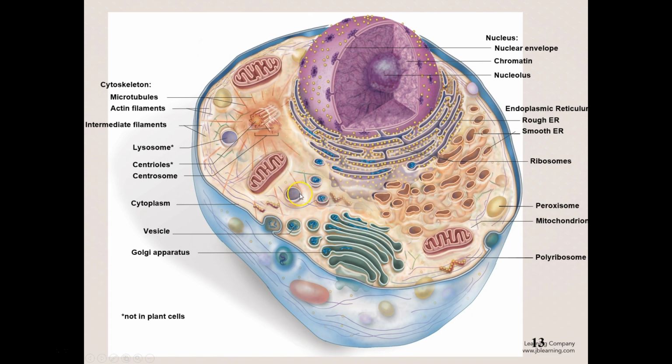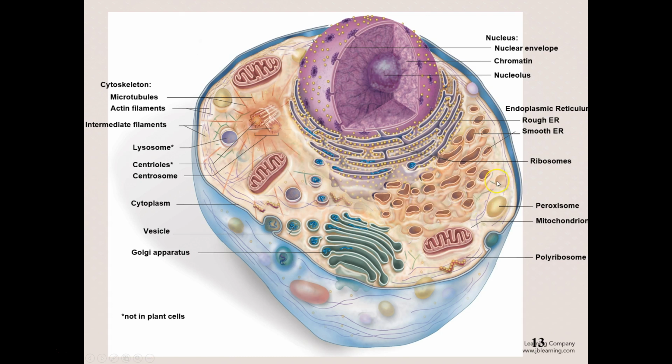We have lysosomes and peroxisomes. So here you can see lysosomes. Where is my peroxisomes? Do I have a pretty picture of a peroxisome? There. So if you look, here's a peroxisome and here's a lysosome. They're very similar in structure.